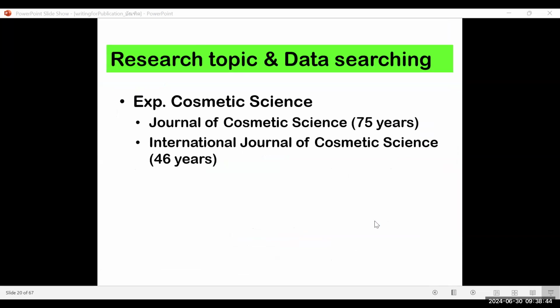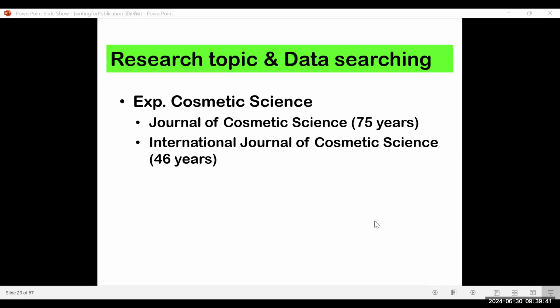However, because there are a lot of journals, although you have specified your field, if I just use the cosmetic side, there will be a number of journal titles. But for me, I may focus on some of the journals that are specific to societies. The society in my field is the Society of Cosmetic Chemists. I may head to the Journal of Cosmetic Science because this journal has been established for more than 75 years, followed by the International Journal of Cosmetic Science. Oh, this turns out to be a young one because it has only been established for about 46 years.